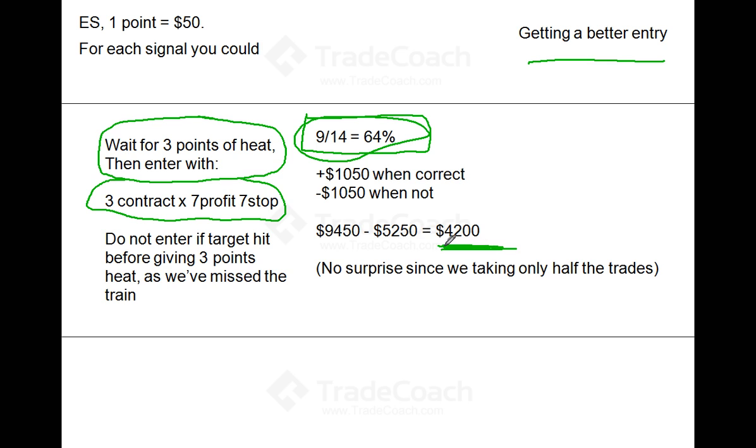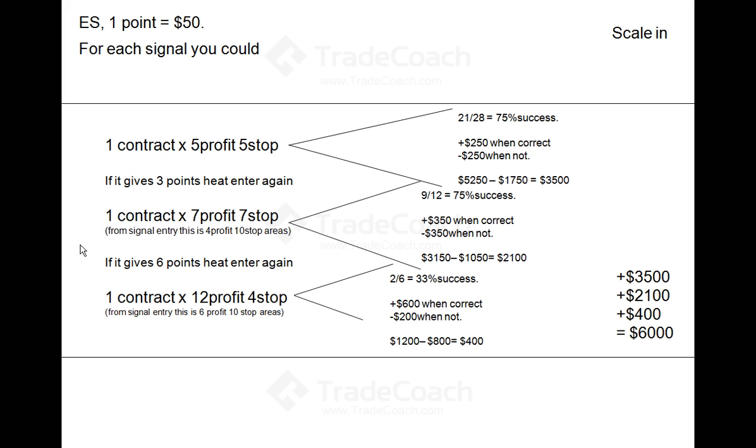Now guess how much we're making? Remember the original amount was 10 grand and then 12 grand? Well, now we're making about half that, or actually about a third of that. Which makes sense because we're taking about half the amount of trades. So that doesn't really affect us too much.